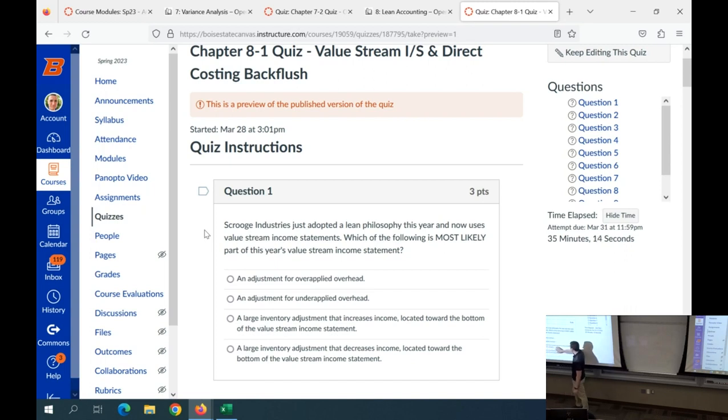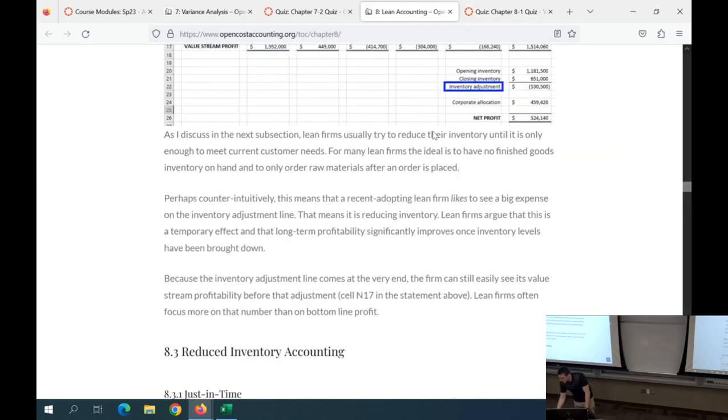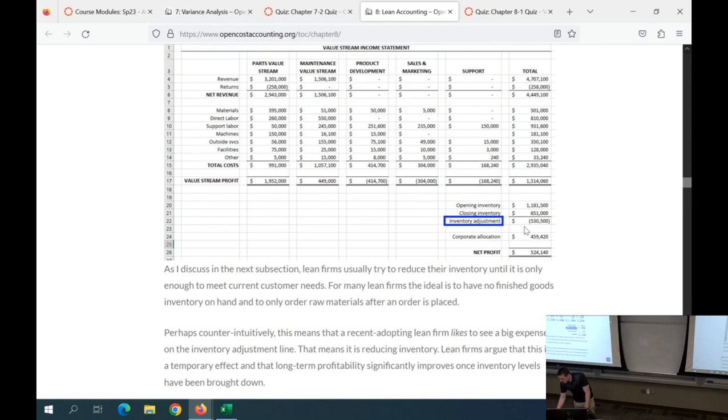A large inventory adjustment that increases income located toward the bottom of the value stream income statement, or a large inventory adjustment that decreases income located toward the bottom of the value stream income statement. All right, well, I think I just said when they start practicing lean, they would expect a large adjustment here towards the bottom of the income statement. But the question is, is this increasing income or decreasing income? Well, here's our income, our value stream profit before. Here's our net profit after. Did that $500,000 likely increase or decrease? It decreased, yeah.